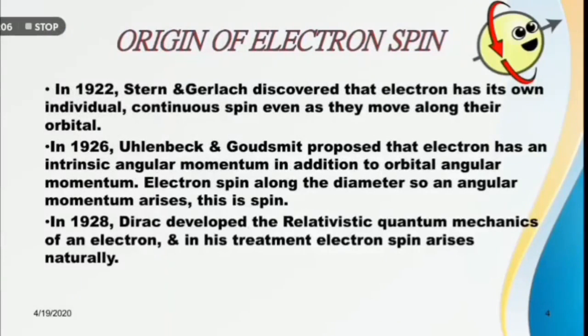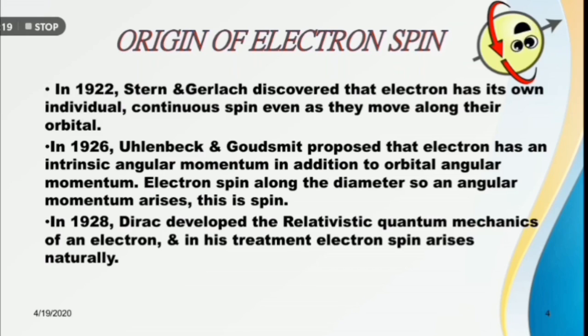Where did the concept of electron spin come from? In 1922, Stern and Gerlach conducted an experiment which demonstrated that the spatial orientation of angular momentum is quantized. The detailed explanation of this experiment is shown in the video below.